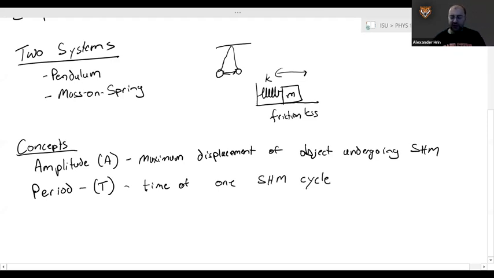Just like period was the time when we were dealing with uniform circular motion, going through one cycle of the circle, it's the same thing with simple harmonic motion. It's just one cycle of the back and forth that's going on. Now the units are going to be units of time, so the SI unit would be seconds.